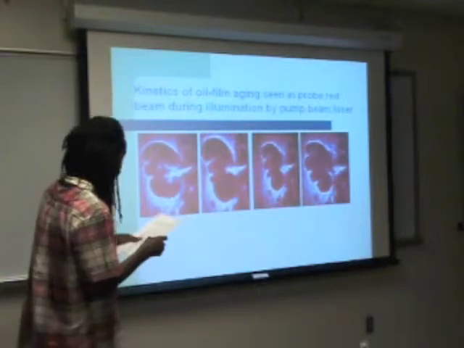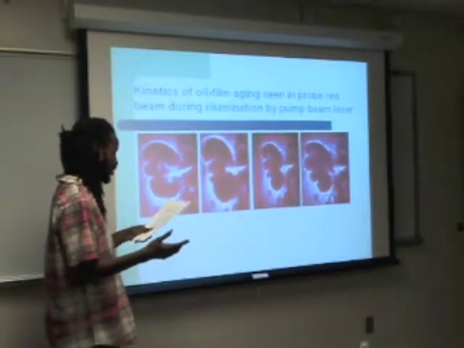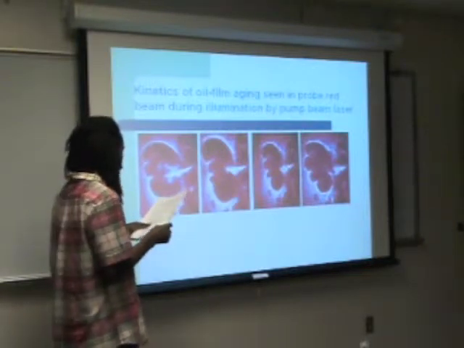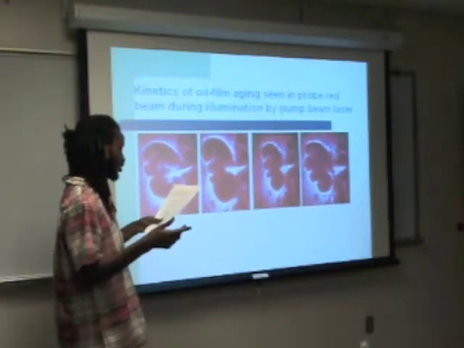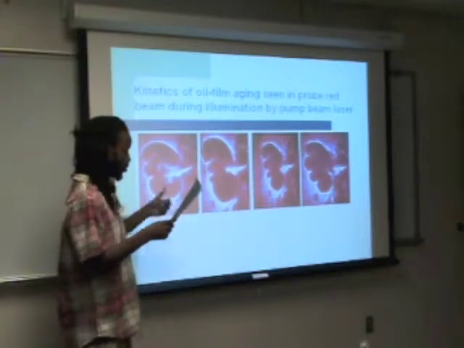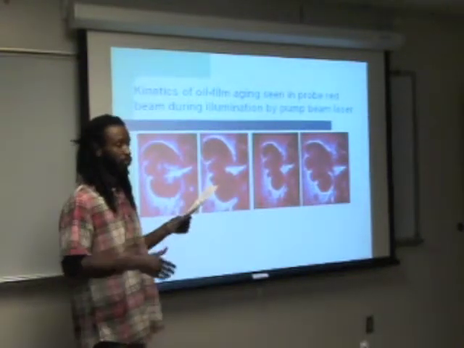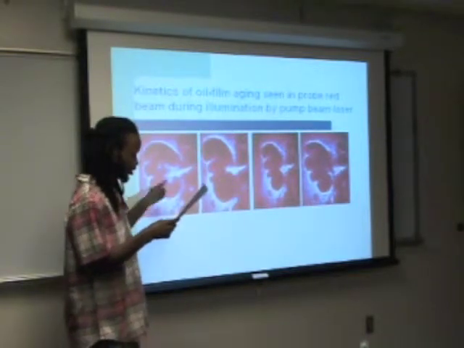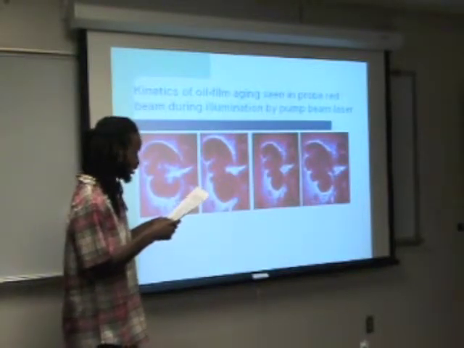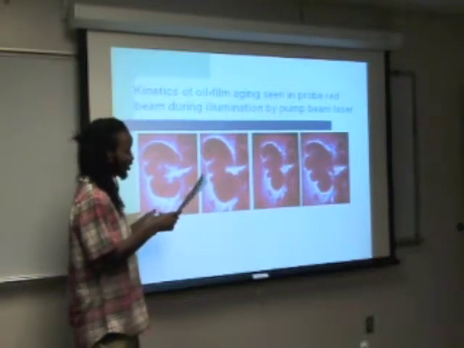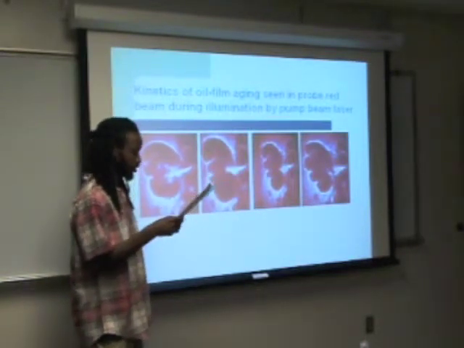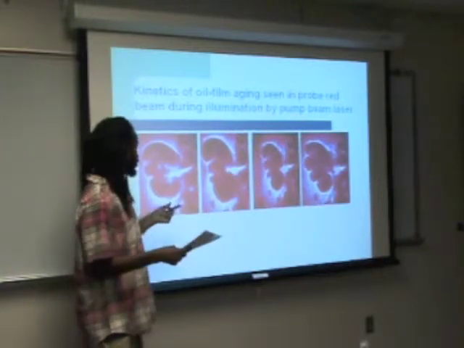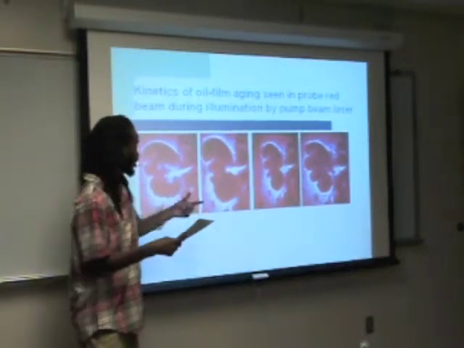This image shows the kinetics of oil film aging seen in probe red beam duration illumination by the pump beam laser. These photos were taken from the images projected on the white diffuse scattering screen that was in my picture, and that was approximately 4 meters away. And that's how I got to such good resolution here. The duration between capture of this image, though, is about 30 seconds between each picture. And the red laser beam was expanded so that I could basically get better holographic images.